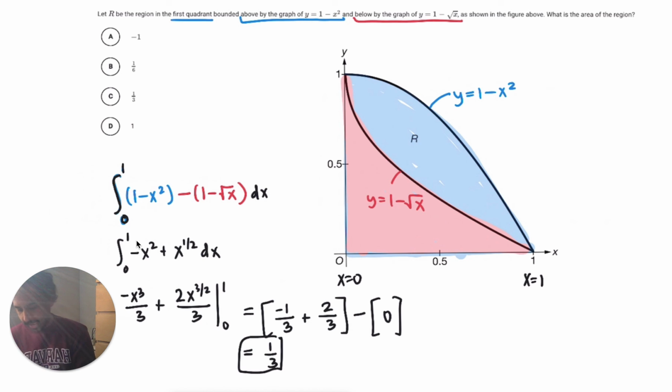And so in the end, to find the area bounded by those two curves, we find that the area is 1/3 units.